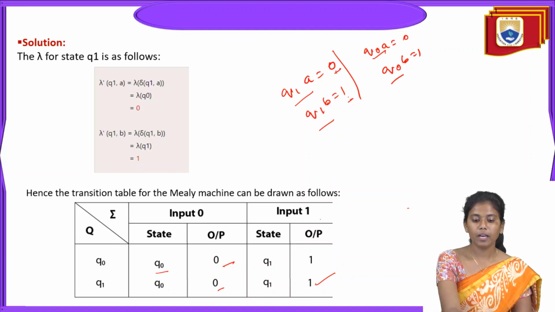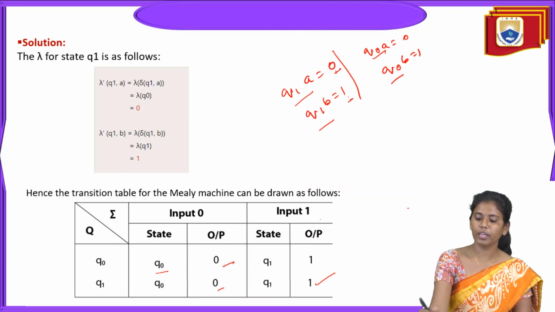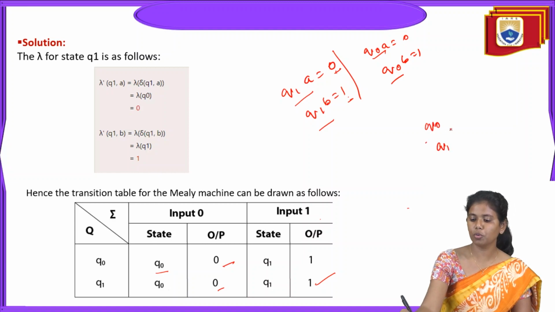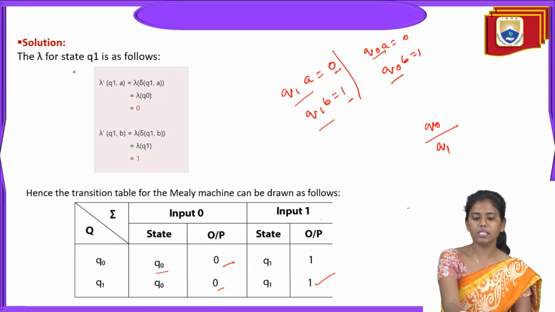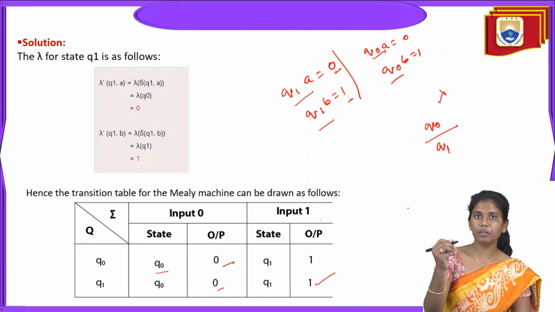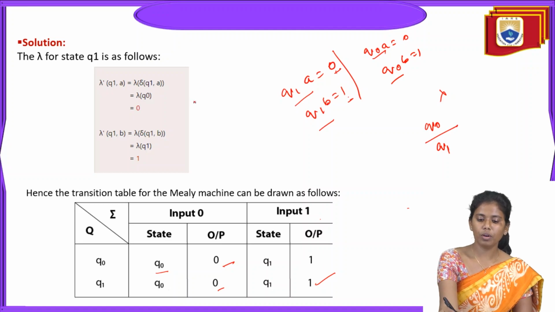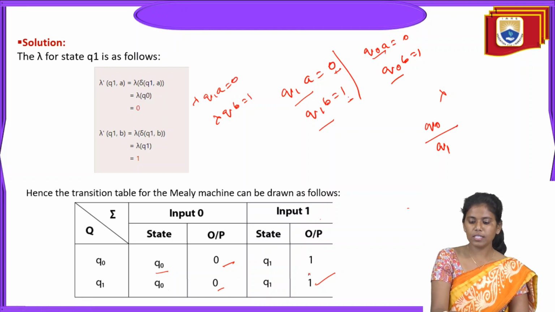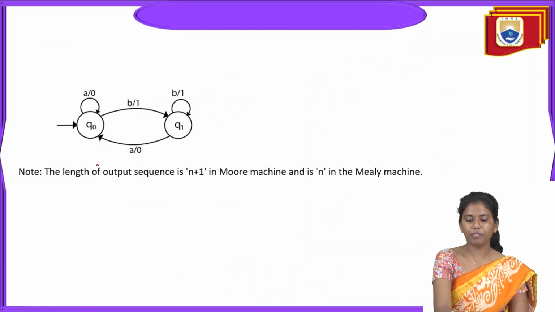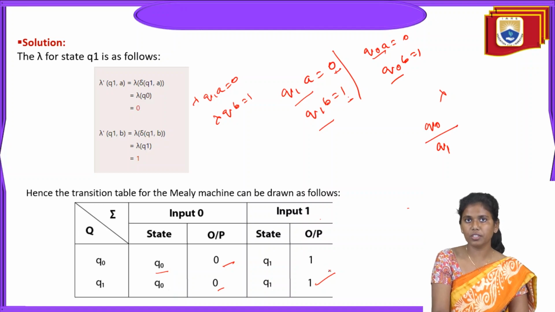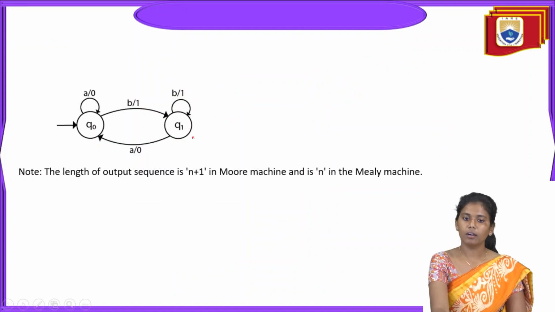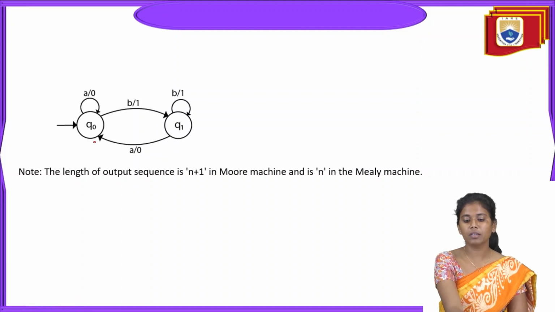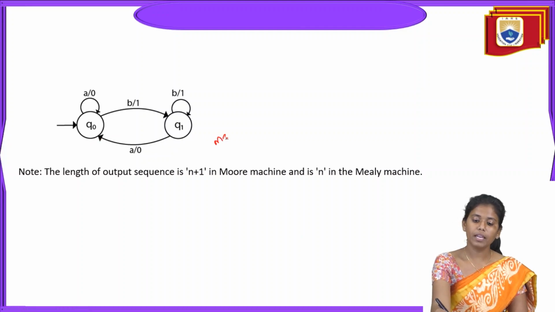And now we will see the lambda for state Q1 is as follows. So here we know that there are two states, Q1 and Q0. So now we will see the lambda for both the states, how it varies. We know that lambda of Q1 for A is 0 and lambda of Q1 for B is 1. So these are the states we have just discussed, and from the state transition table, we can draw the state diagram. This diagram is in terms of Mealy.